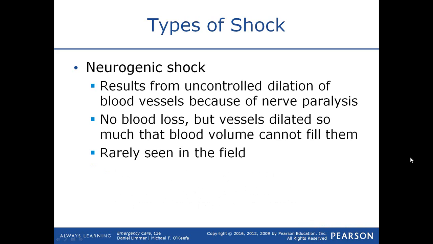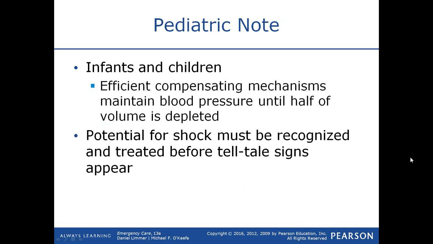Now, neurogenic shock, the vessels fully dilate with neurogenic shock. And you don't really lose any blood, but because the container gets twice as big, it's now half as full. It's rarely seen in the field. We can see neurogenic shock with high spinal cord injury. We can see neurogenic shock with certain overdoses. We can see neurogenic shock with tumors on the spinal cord. So it's a rare thing to see, but does exist.